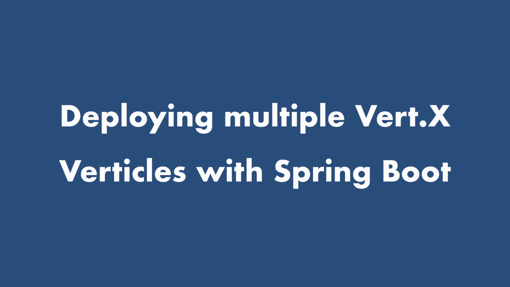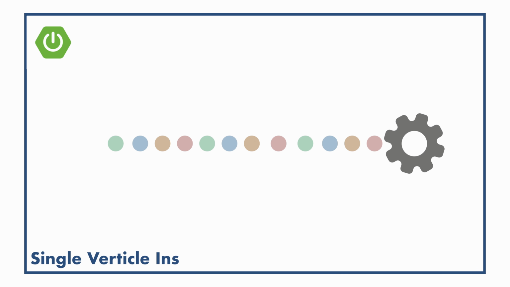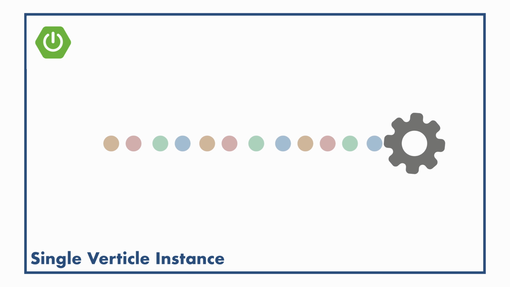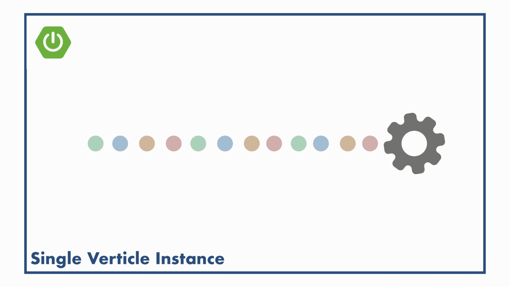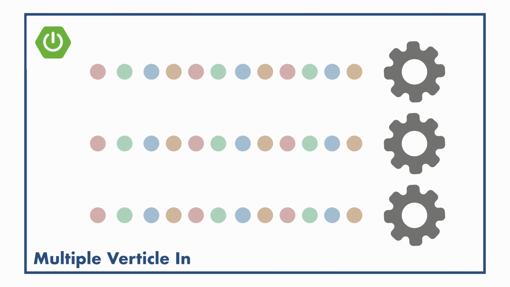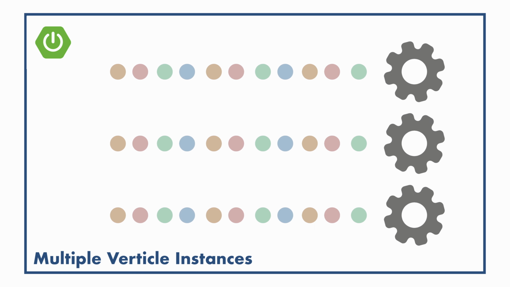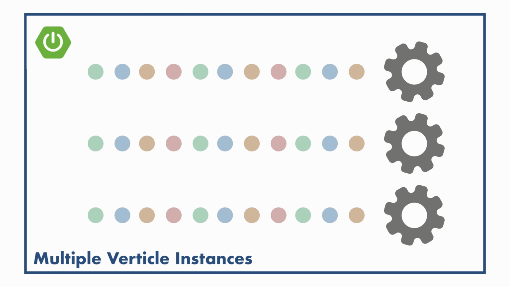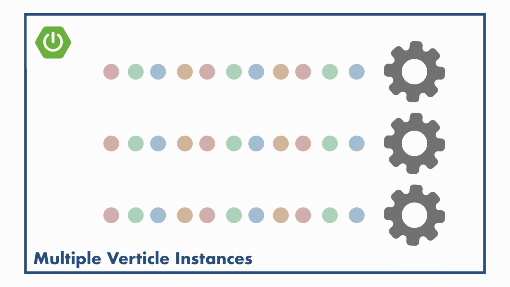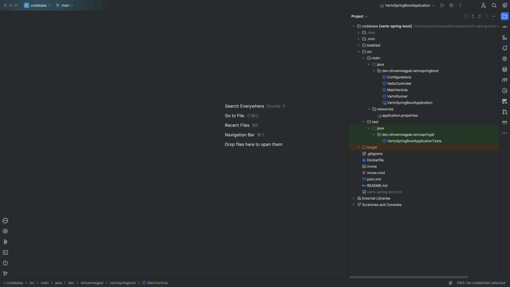In the last video, we discussed how to integrate Vert.x with Spring Boot, but the scope of that video included the deployment of a single instance of a verticle. In this video, we'll continue with the same project and enhance it so that it allows us to deploy multiple instances of a verticle. So here, I have opened the project showcased in the last video.